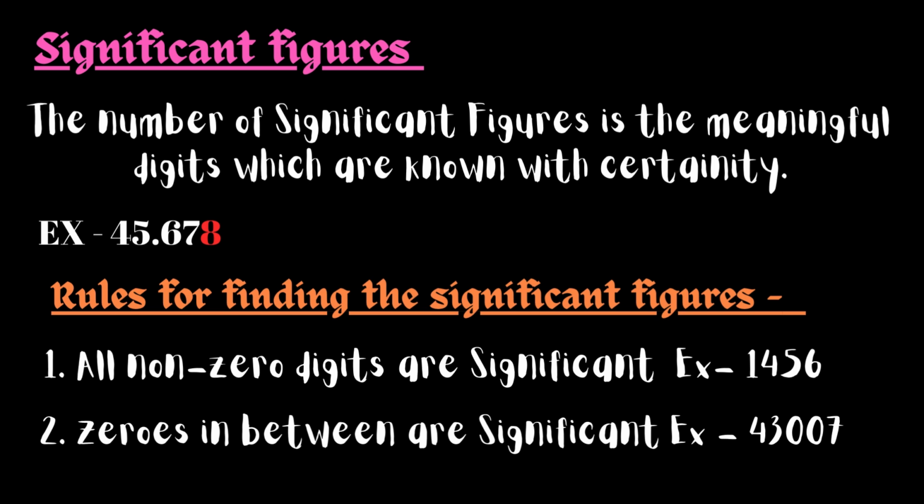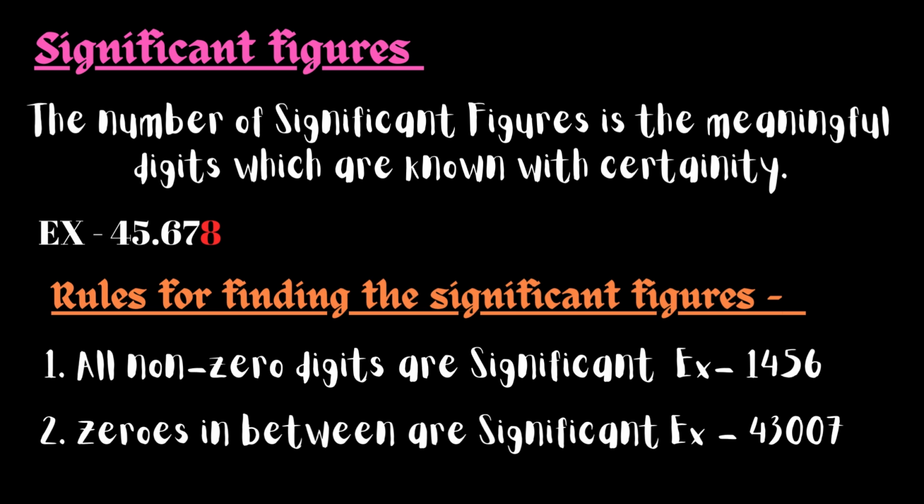Example, 45.678. If you take this number as an example, 45.67 are the digits which you can tell with surety. But 8, the last digit, is the uncertain digit, because this digit is not exactly the digit which we assume. If we want to state the digit with a more accurate value, you need much more specialized equipment, which is not always available with us. So the last digit of any number is always uncertain, students.